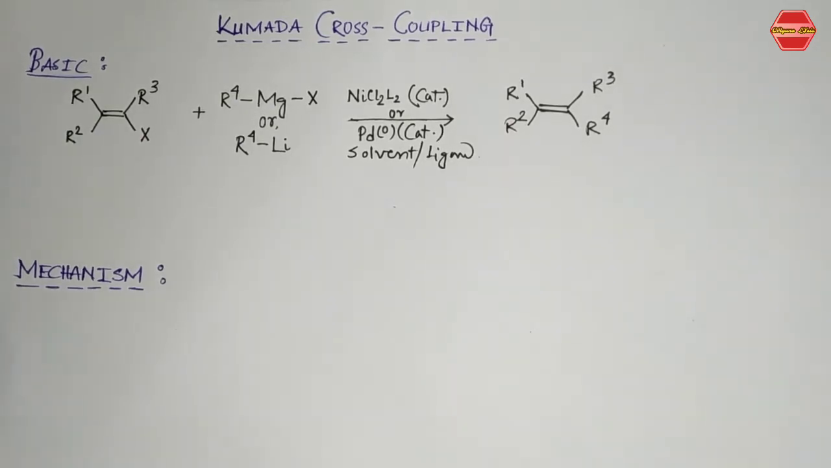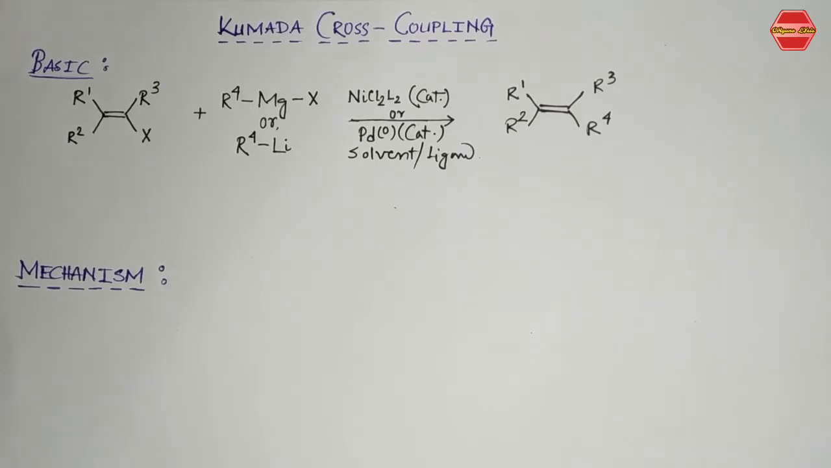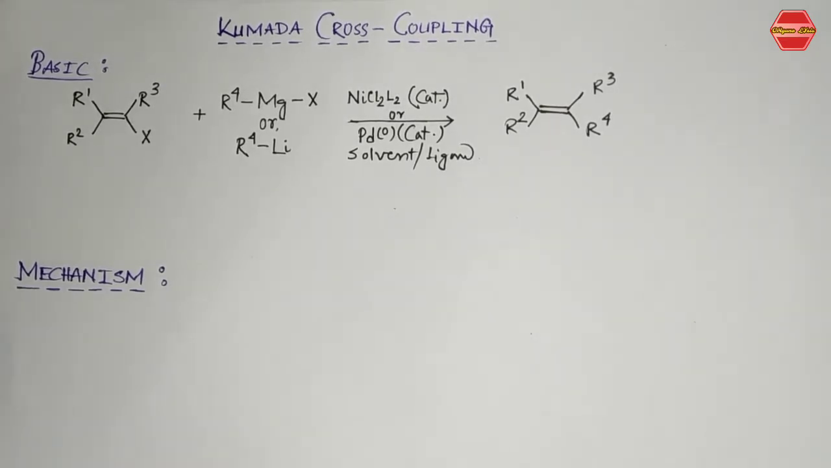Now in this video we are going to discuss the Kumada cross-coupling reaction. It is another kind of cross-coupling reaction. We have already discussed almost all these cross-coupling based reactions. This is also a kind of carbon-carbon bond formation reaction using a metal catalyzed reaction.